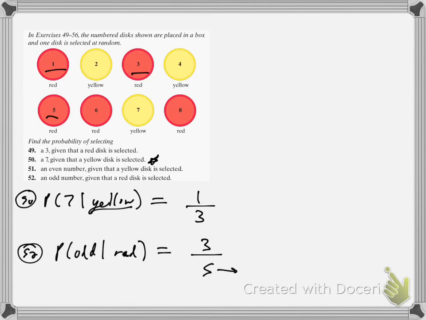Notice the yellow gives me my denominator and the red gives me my denominator. And then once I have that restricted, I look at how many yellow 7s there are and how many odd reds there are. Okay, this should get you ready for the homework.